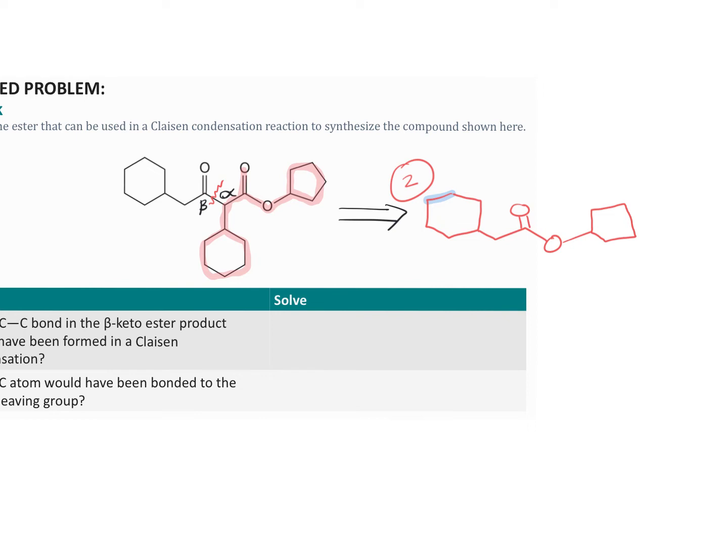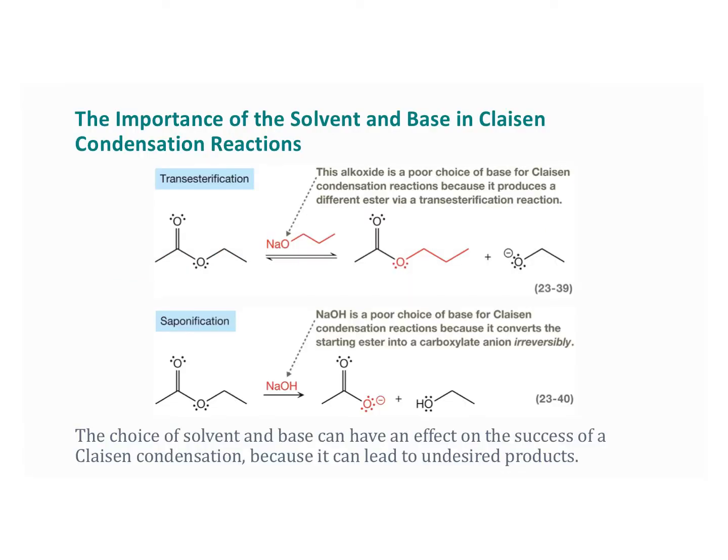Now, I want to point something else out here. In the Claisen condensation reaction, the base that's added is the ethoxide anion. It's the same as the leaving group that departs in step 3. The reason for this is, and so I want to show this to you here, right?